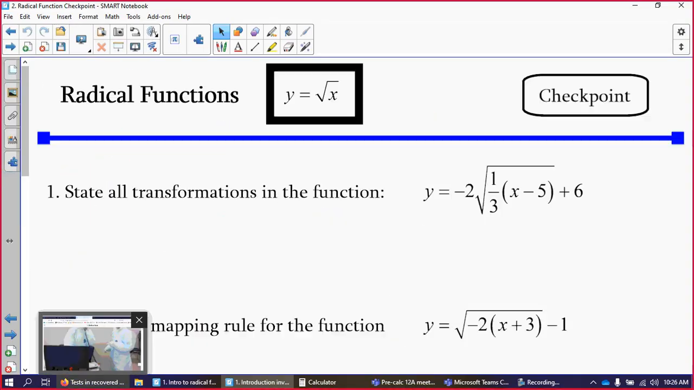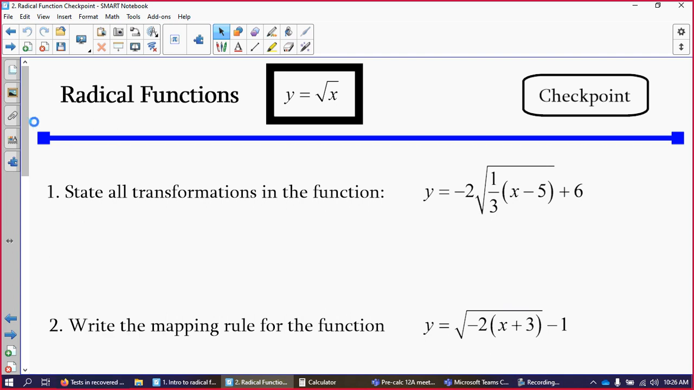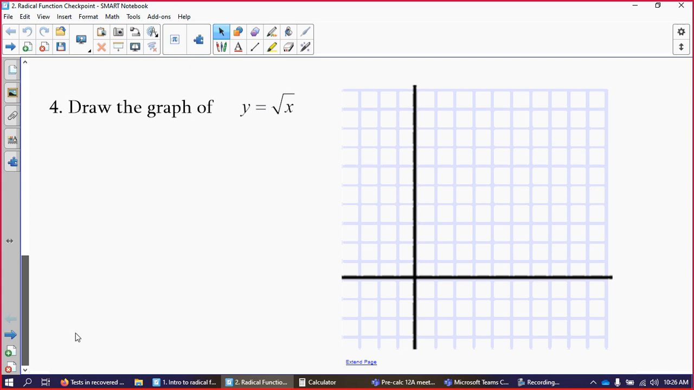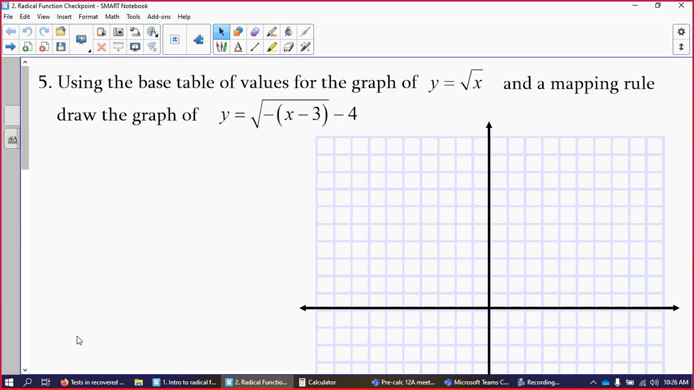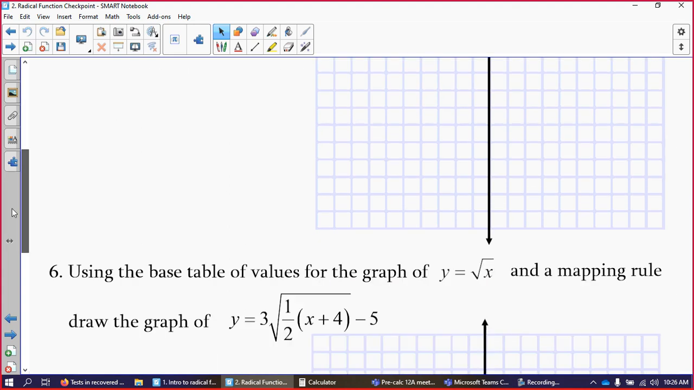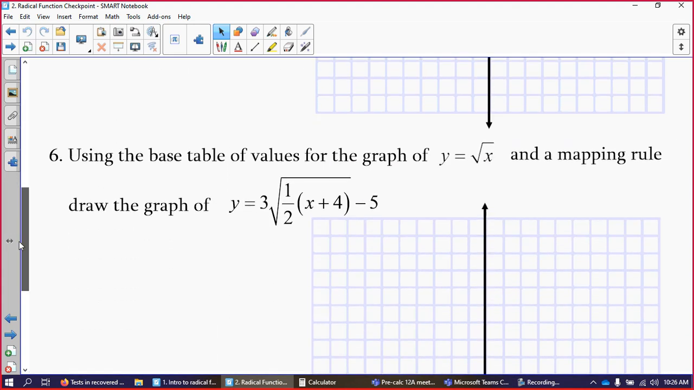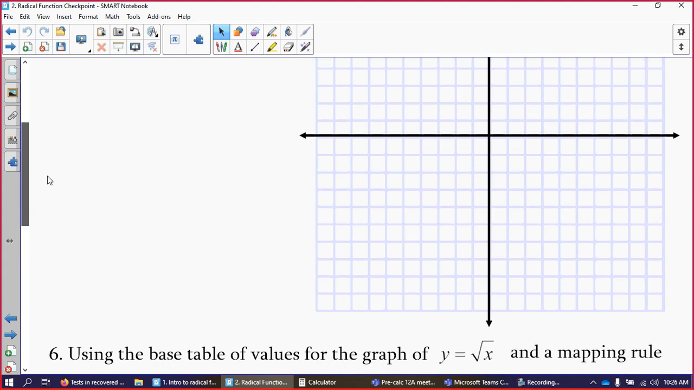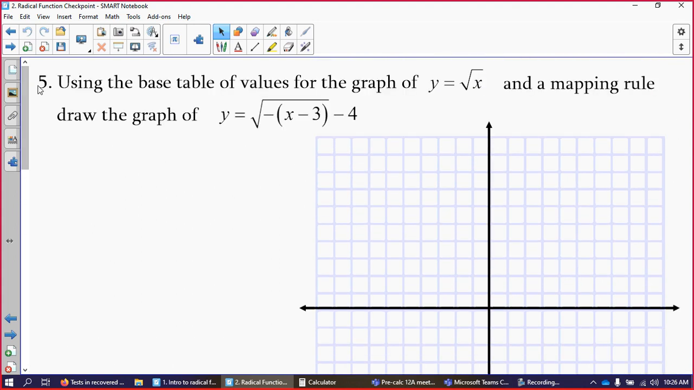So there are 2 pages here, and then we'll look at some other stuff tomorrow. State the transformations, write a mapping rule, stuff that should be fairly straightforward, write an equation. Well, that is a freebie. Use the base graph, do a mapping rule, draw a graph of this. Use the base table of values, write a mapping rule, draw a graph of that. Everything fairly similar to what we've done.